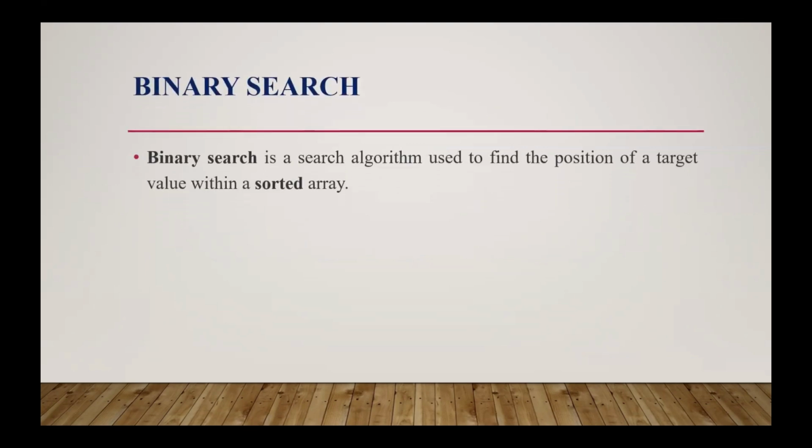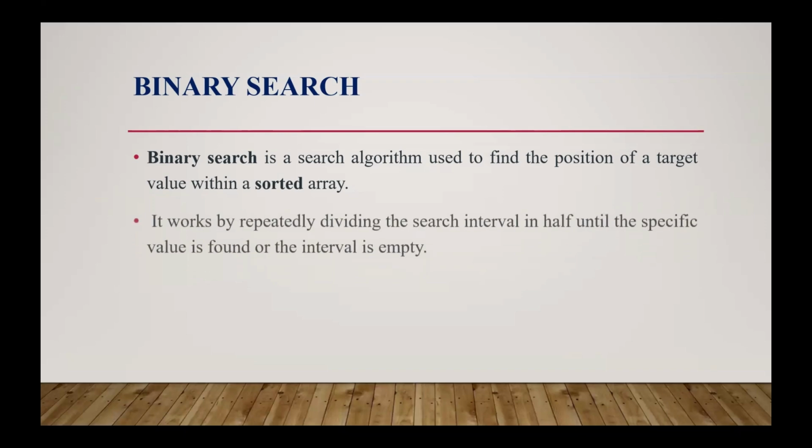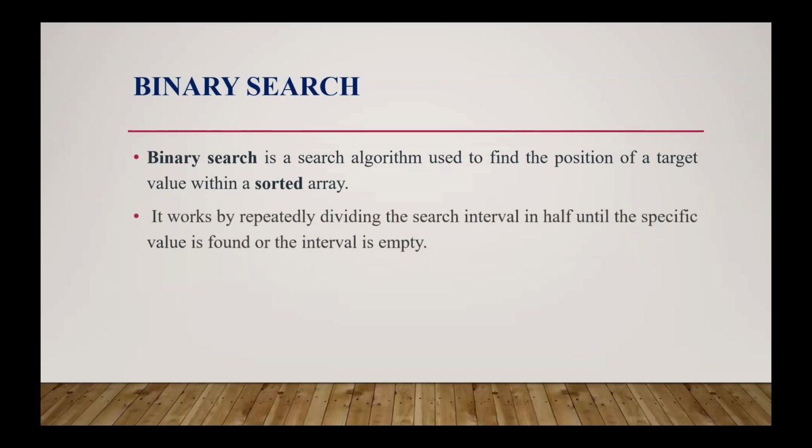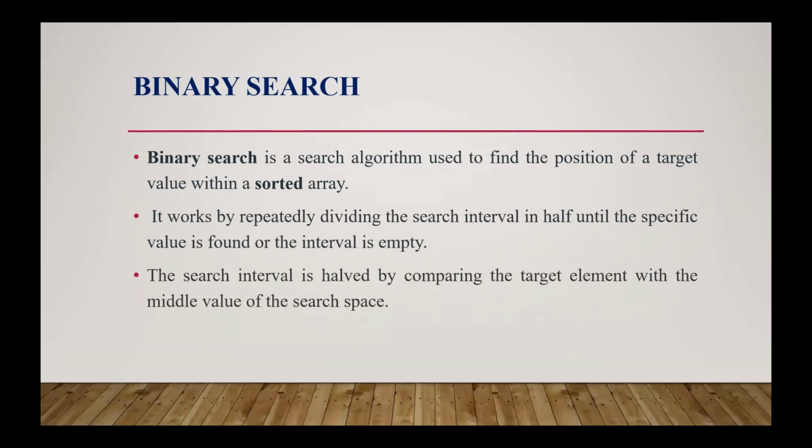Binary search means searching for an element present inside a list of data. But whenever you go for the binary search algorithm, we have to use an array or data that is in sorted order. It works by repeatedly dividing the searching interval in half until the specified element is found or the interval is empty. The searching interval is halved by comparing the target element with the middle value.